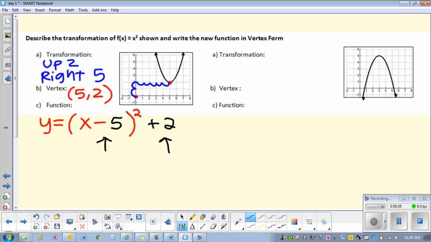All right, let's try the next one. Give me a transformation, please. It was flipped, so it reflects or flips. And what else? It was at 0, 0, the parent function, and now it's up here. What did it do? Up 5 and right 3. Good job. What is this vertex? 3, 5.